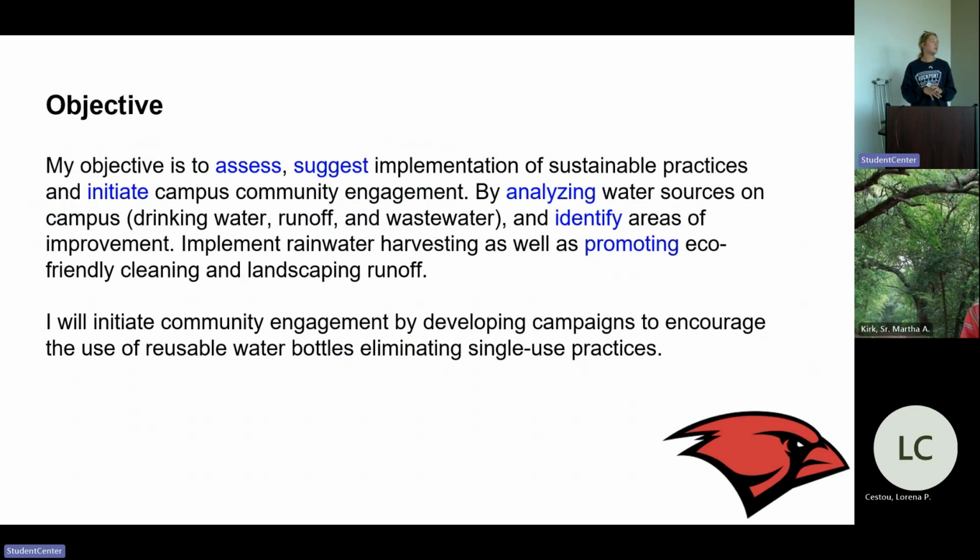I will initiate community engagement by developing campaigns and encouraging the use of reusable water bottles, eliminating single-use practices. I think that's a really easy beginner step for a lot of students who aren't in environmental science or don't have an understanding of this sort of stuff. It's a really easy thing that we can get out there for all students and staff to take baby steps and hopefully get everybody involved.